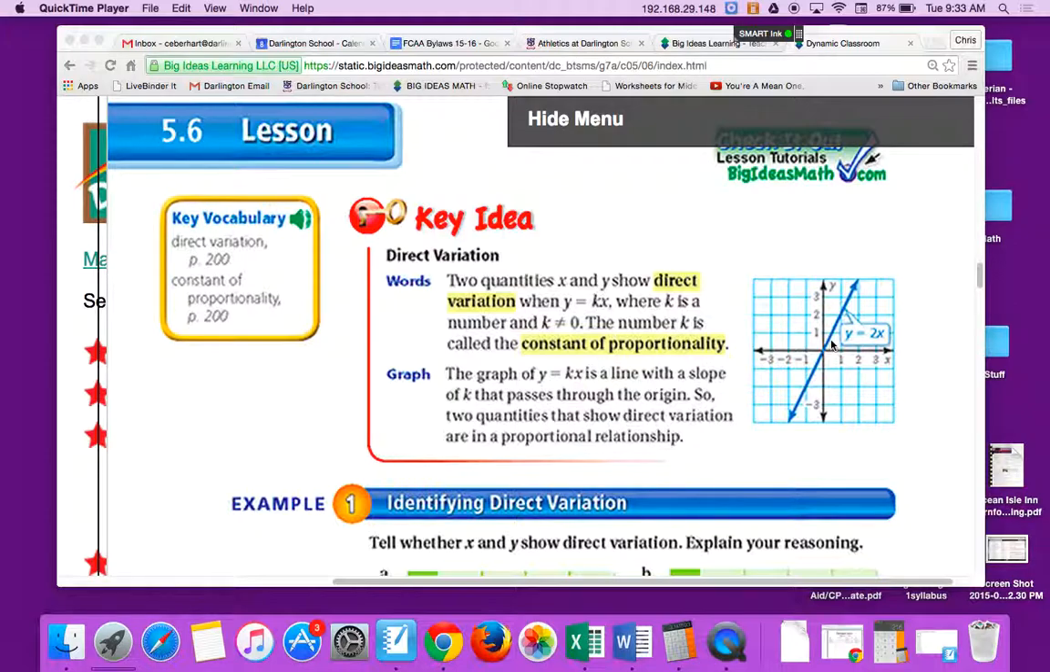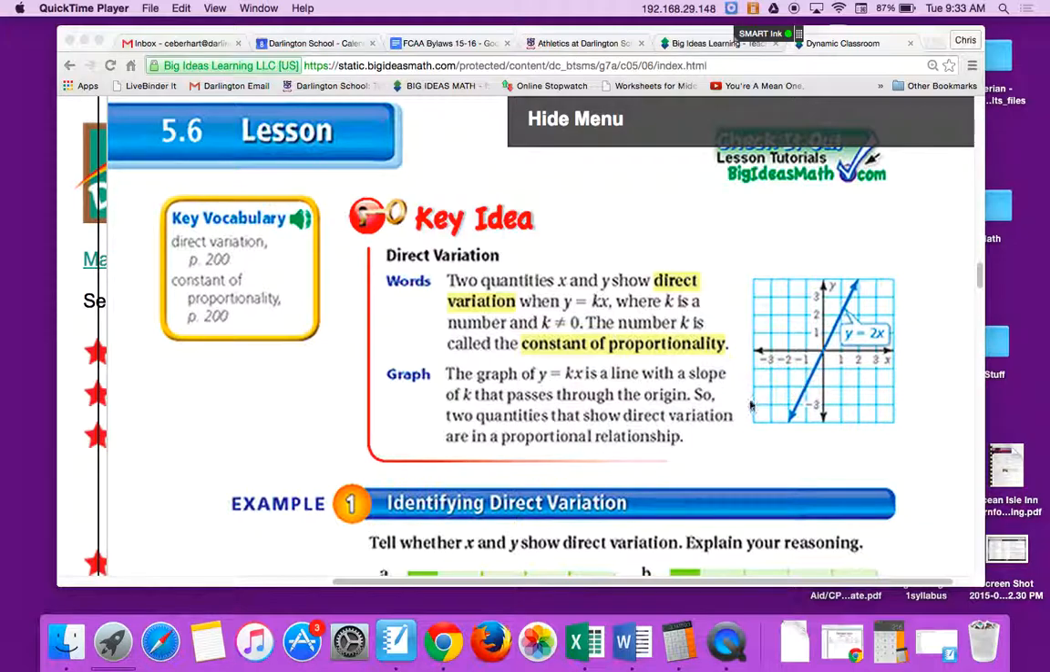Okay. Looking at this graph, the first thing I want you to note is that if a point is to be considered a direct variation, it must start, or at least go through, the origin, point 0, 0. If it comes over here or over here and misses the origin, point 0, 0, it is not considered a direct variation. So that is a very, very critical point.